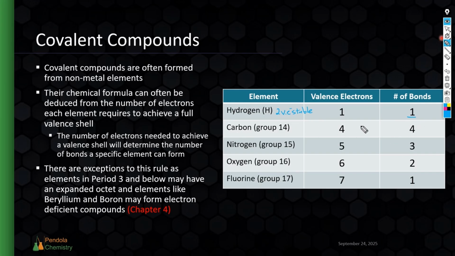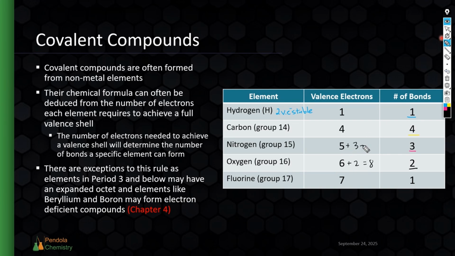Group 14 elements having 4 valence electrons need 4 more to reach an octet, so they can form 4 bonds in total. Group 15 elements which have 5 valence electrons will need 3 more in their pairing or in their forming covalent bonds to reach an octet, so they'll need 3 bonds in total. Oxygen and any group 16 element will need 2 bonds. Again, why? Because 6 plus 2 equals an octet.